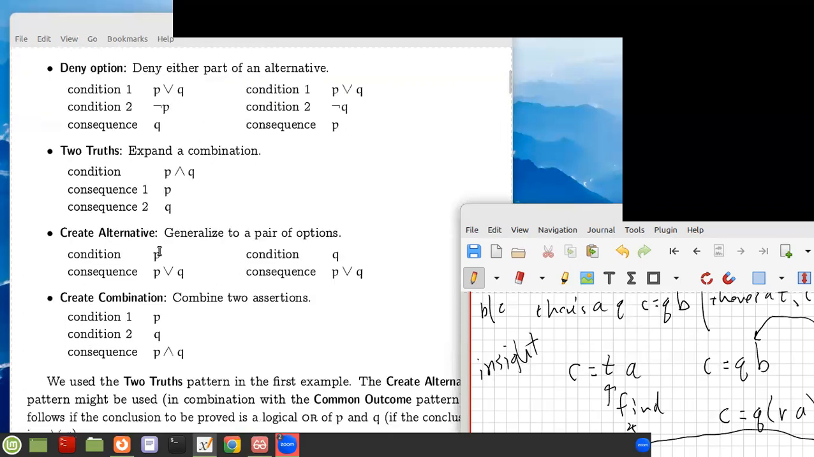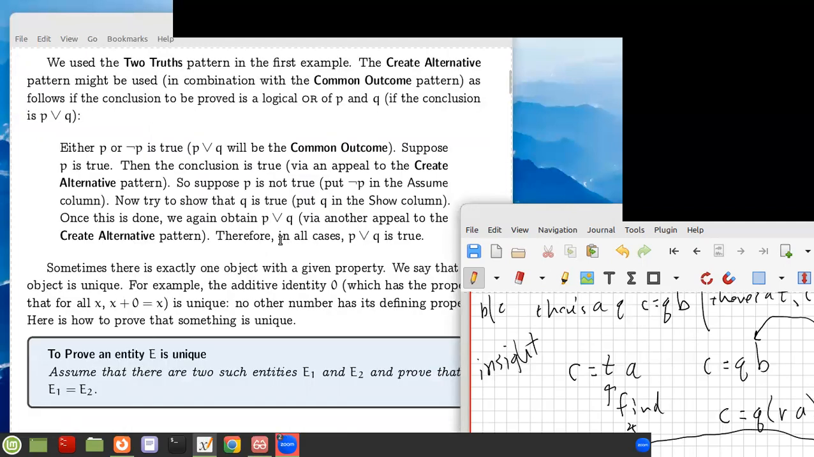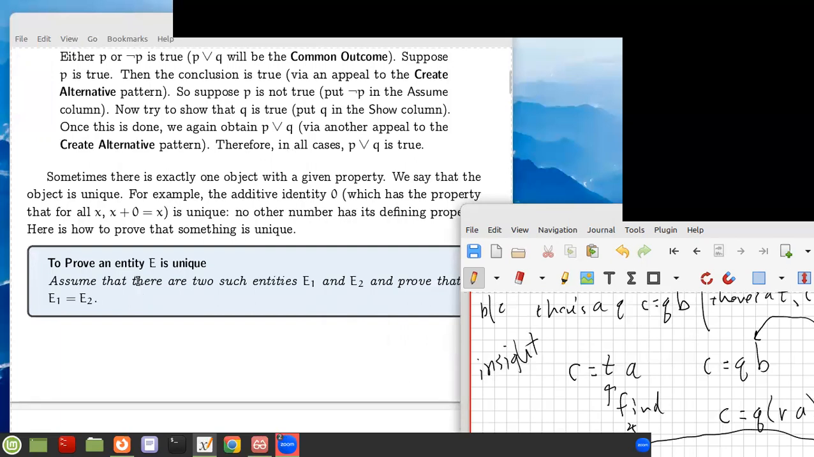You can also create an alternative. If P is true, then either P or Q is true, no matter what Q is. And the same with the other way around. And also if P is true and Q is true, then both P and Q is true. These last three are more of use in making steps in proofs. Okay, so here's another pattern. To prove that something's unique, you assume that there's two such entities and prove they're the same.